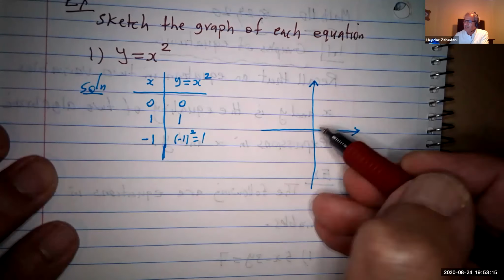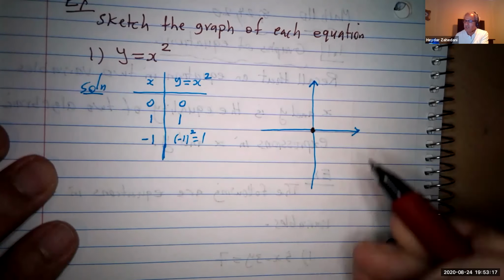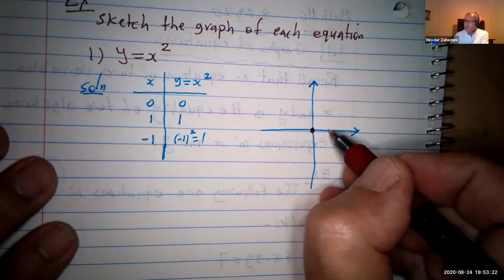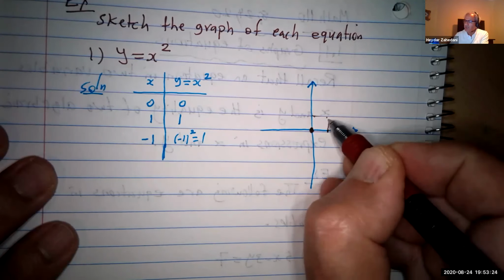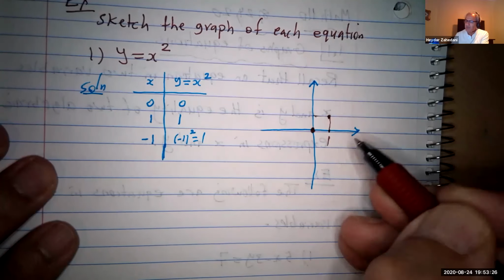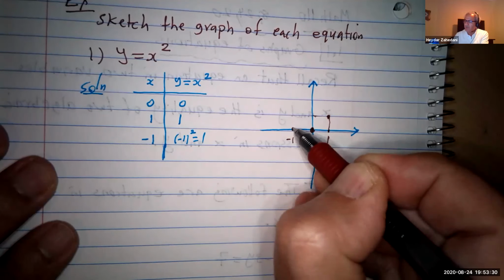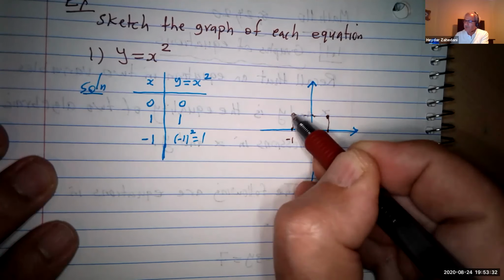Okay, we identify the (0, 0). This is going to be the (0, 0). Then we identify the (1, 1). So this is going to be (1, 1). Okay, and we identify the (-1, 1). This is going to be (-1, 1). So we have 3 points.